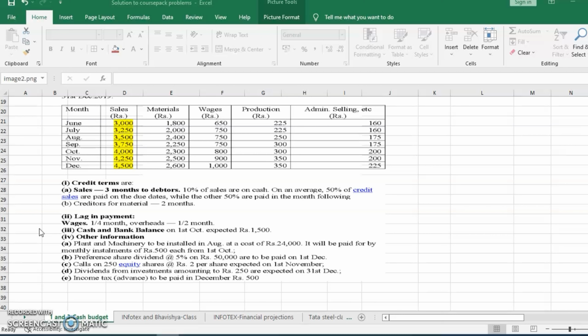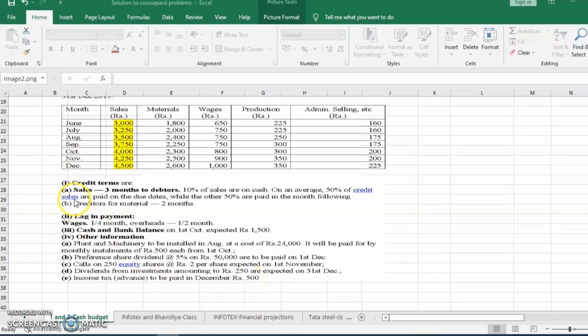And there is a call on 250 equity shares at the rate of 2 per share. Which means when you have calls on 250 shares, there is a receipt of money. So there is a cash receipt. So 250 into 2, 500 rupees shall be received in the month of November. Again, we have dividend from investments, amounting to rupees 250, which is again our income, expected on 31st December. Advance income tax that needs to be paid in December is 500, which is a payment.